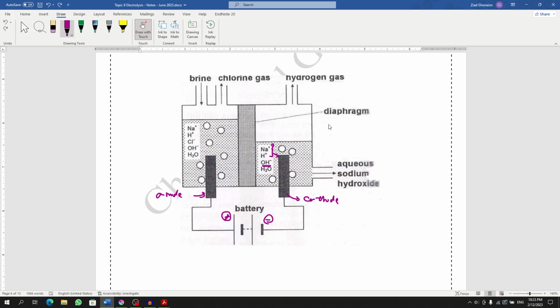In between these two half cells, we have the diaphragm, which acts like a cell membrane. It separates the two half cells and allows certain ions to pass while preventing others. Right? The products of this reaction are actually very important in industry. We have chlorine right here.